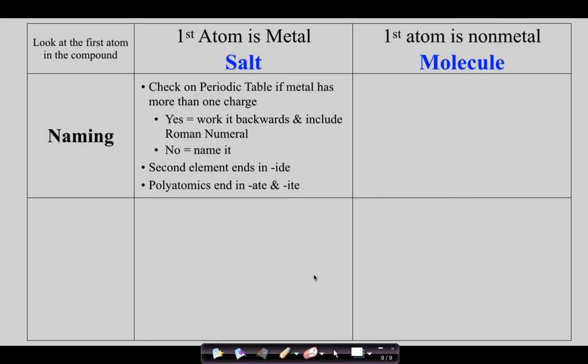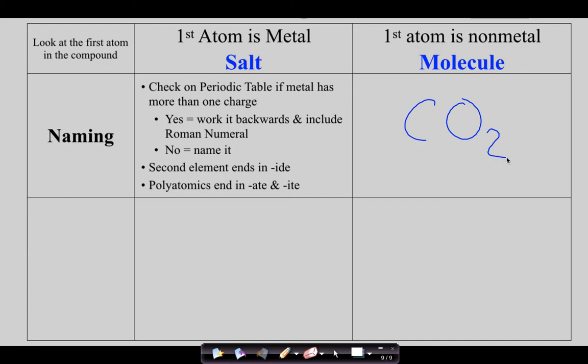Okay. Now guys, what if you look at that first atom and that first atom is a non-metal? Well, now you know it's a molecule. So if it's a molecule like CO2, carbon is a non-metal, so it's a molecule. How do we name this thing? Well, we need prefixes, right? 1 carbon, 2 oxygens, carbon dioxide.